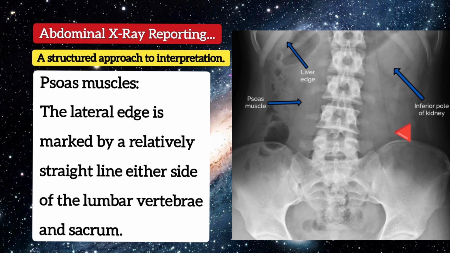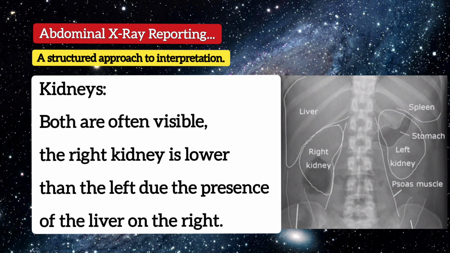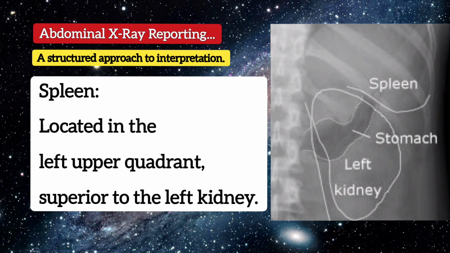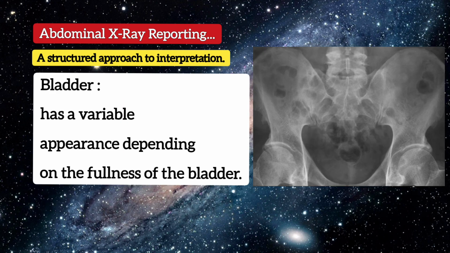Psoas muscles. The lateral edge is marked by a relatively straight line either side of the lumbar vertebrae and sacrum. Kidneys. Both are often visible. The right kidney is lower than the left due to the presence of the liver on the right. Spleen. Located in the left upper quadrant, superior to the left kidney. Bladder. Has a variable appearance depending on the fullness of the bladder.